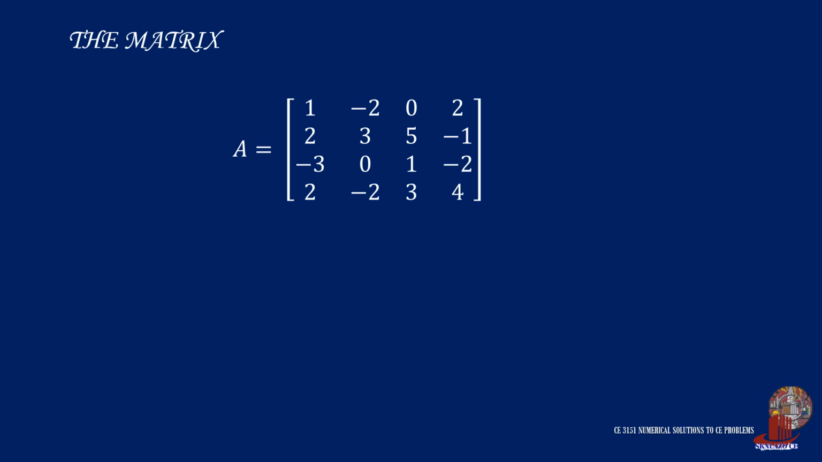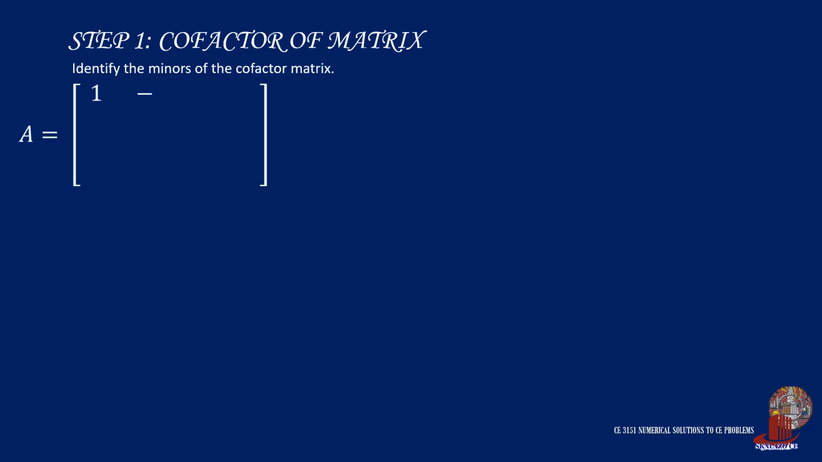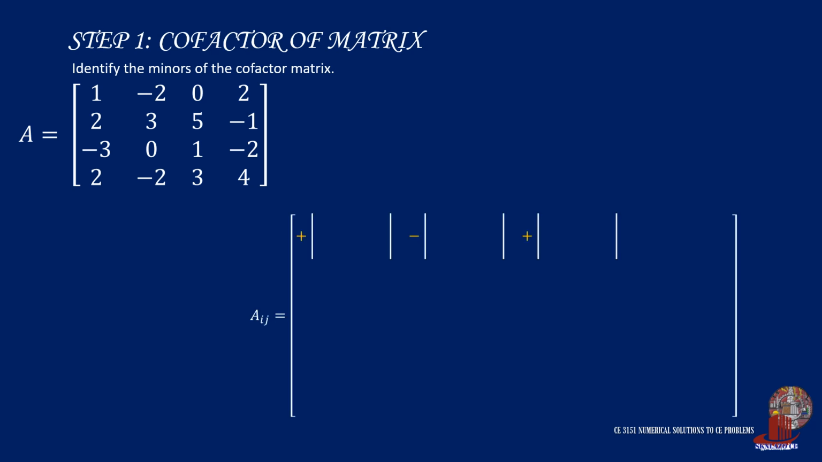We start with solving the inverse, and that is through its adjoint divided by its determinant, where the adjoint can be broken down as transpose of the cofactor of the matrix divided by its determinant. So let's start looking for the cofactor of matrix A. With matrix A being 4 by 4, the cofactor Aij would also be the same size.